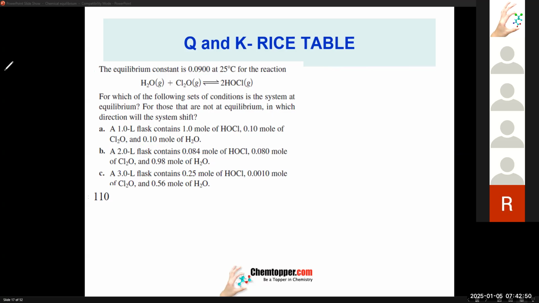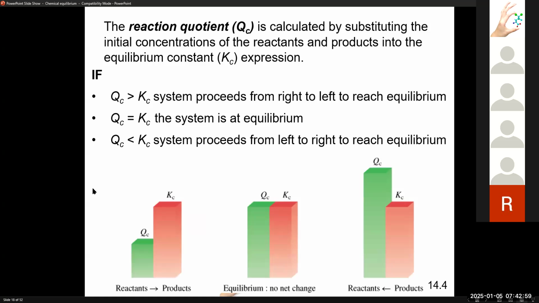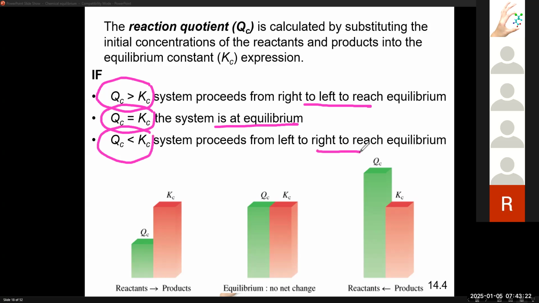I'm going to clear it. Okay. So this is what we have done just now. And this is something which you have to practice and memorize also later on for the examination. If Q is greater than K, it will shift to left. If Q is equal to K, it is at equilibrium. If Q is less than K, it will shift to right. Q less means products are less. So it will go in the direction of the products. Q greater means products are more. So it will go in the direction of the reactants. And this is equilibrium. Q equals to K. This is important. And this we have to practice and memorize. This is there in my notes also.